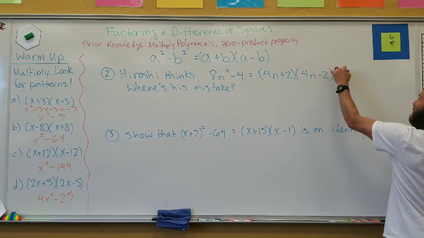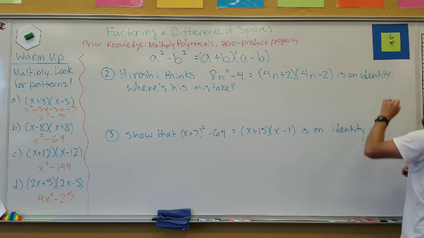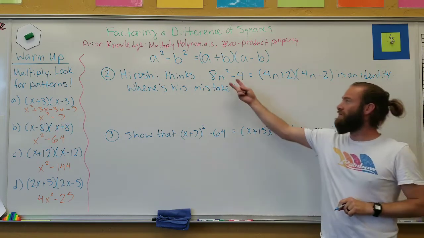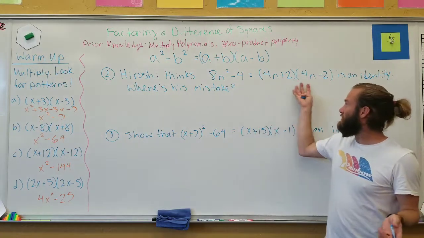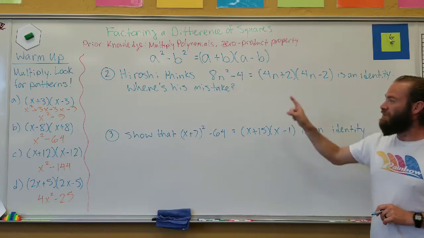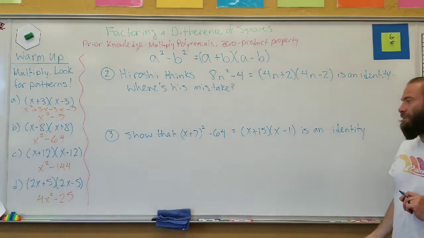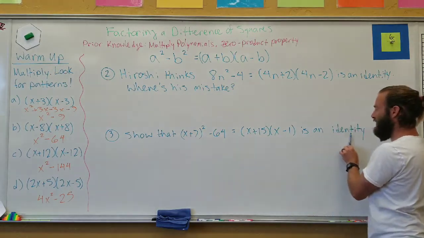Whoops, I should say, is an identity. Remember, what we mean is, he thinks that this equals this always, right? Meaning, this simplifies to that, or you could say this factors into that. He made a mistake though, where is it? And then the next one here, show that this equals this is an identity.